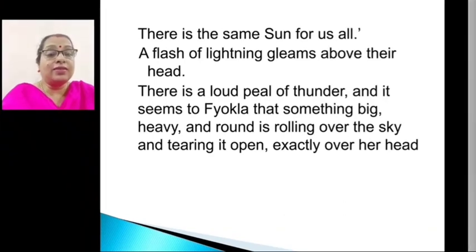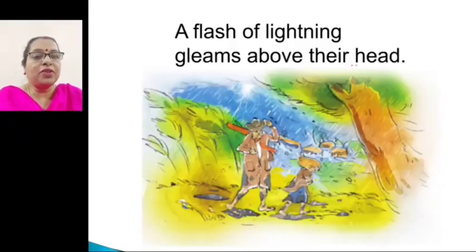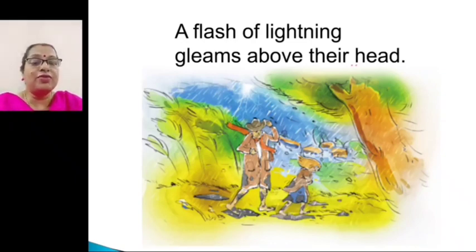Terenti explains that as the same sun is there for us all, everything will get dry. But then they see a flash of lightning and there was thunder. Foikla thought that something big and heavy is rolling over the sky and it will tear open exactly over her head. Here you can see the picture of Terenti and Foikla. A flash of lightning gleams above their head.